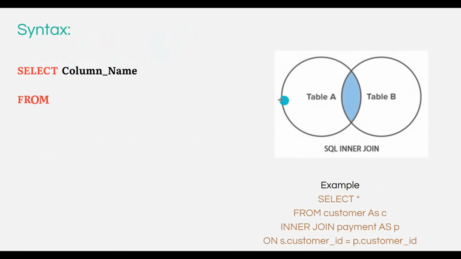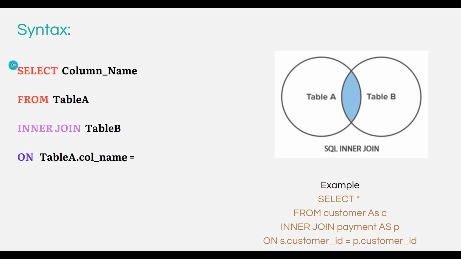Basically, how the syntax works: first you need to select the columns from table A. Let's say the first one is table A and the second one is table B, and you are applying inner join between table A and table B. While selecting columns, you can select more than one column. If you want to select data in a complex manner, you can select more than one column. There is no such restriction that you need to select only one column.